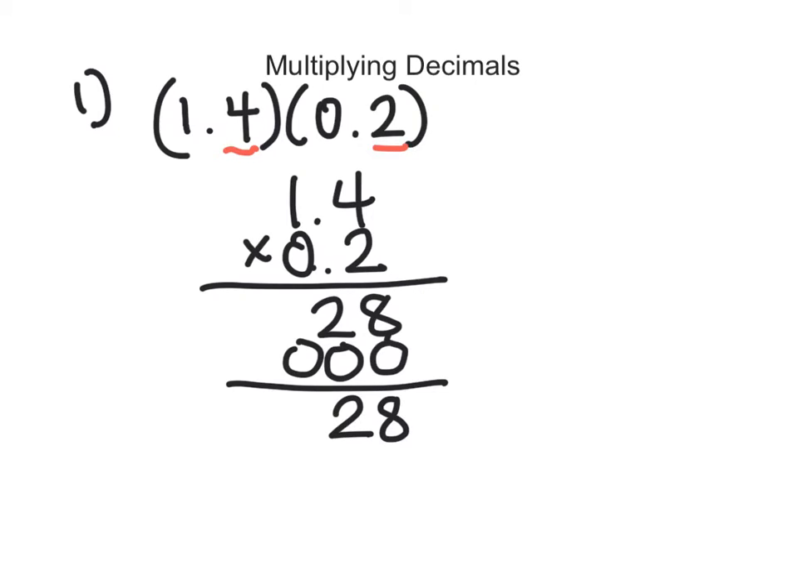All right, let's count the number of decimal places again. That's 1, 2. So in our answer, we'll start at the far right and we'll move the decimal point 2 places to the left. So the answer we have is 28 hundredths, or 0.28.